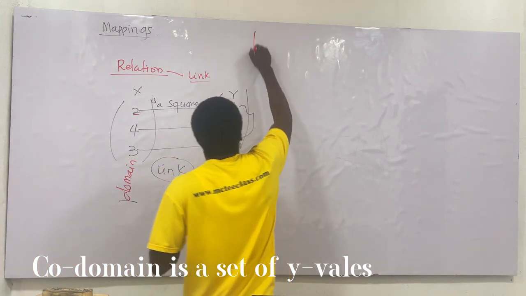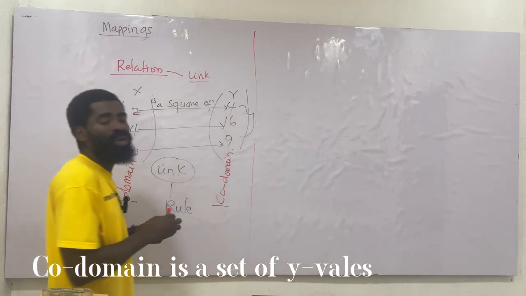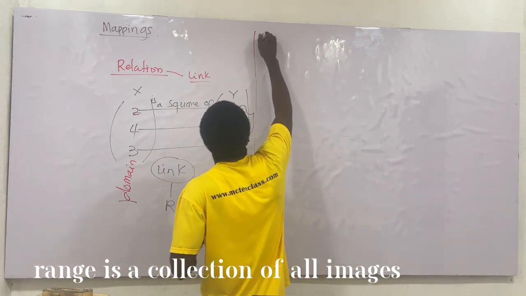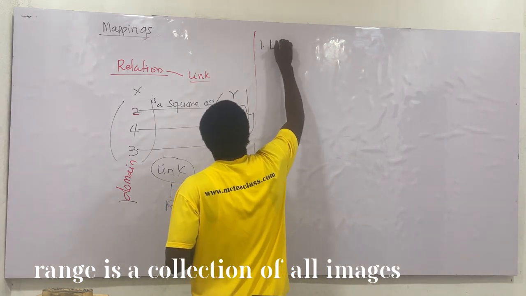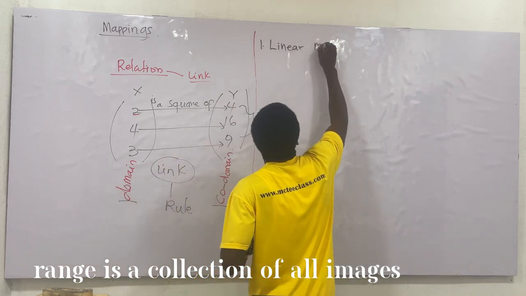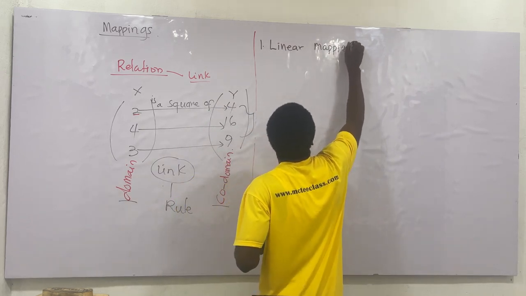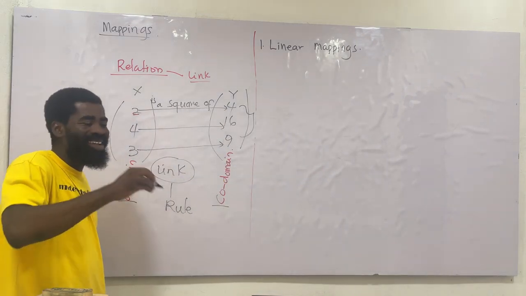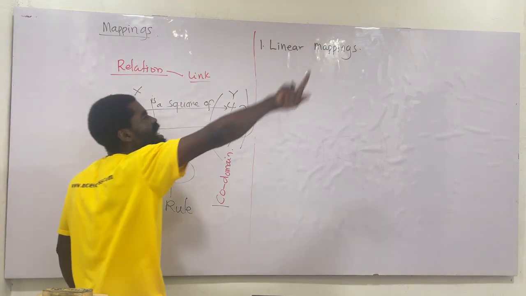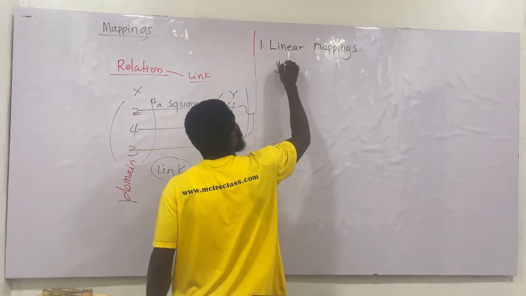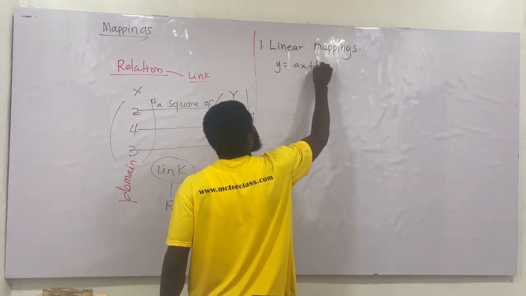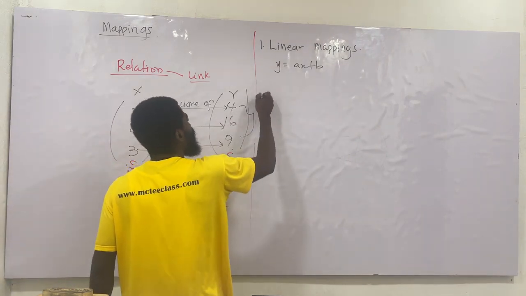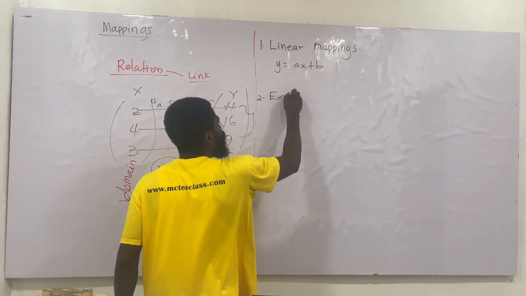So now let's come back here. Now, mappings also have types. We deal with only one type of mapping at this level, the linear mapping. We have 2 types of mapping: linear mappings and exponential mappings. Linear mappings will always give you a line. If you draw the graph of it, you get a line. That's why it's called linear. Generally, all linear mappings are of the form y equals ax plus b. Then the second one we have is the exponential.